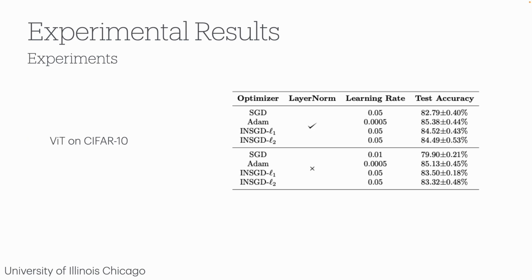So far we tested the performance of INSGD on CNNs, but it is ideal to test it on a Transformer too. Therefore we also tried Vision Transformer. Here, although INSGD has better performance than SGD, Adam has the best accuracy results overall.